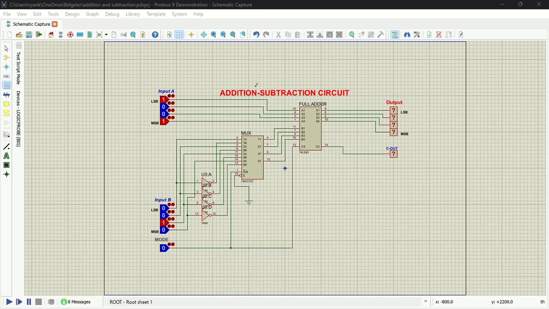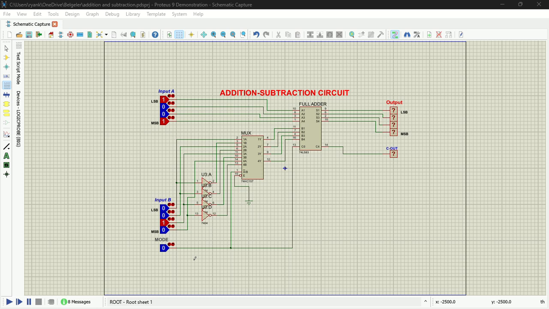So here we have our addition and subtraction circuit. I'm just going to go through all the specifications of the circuit. First of all, let's start with the input. I have input A, which is my first operand. Then I have input B, which is my second operand. And lastly, I have the third input, which is the mode. The mode basically specifies whether this is an addition or a subtraction operation.